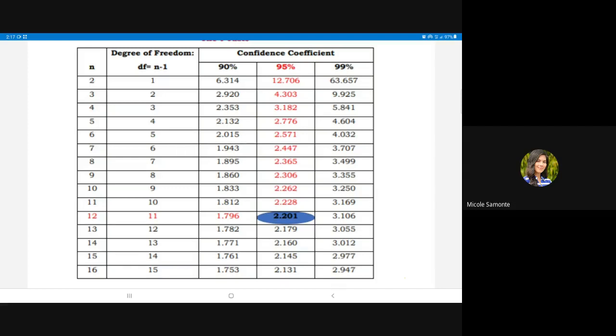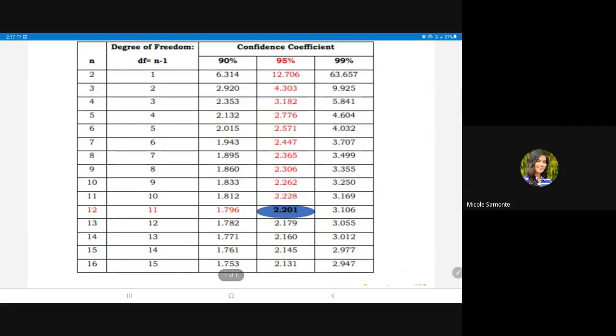Okay, so provided na dyan, kunyari ang ating sample size ay 12, yun yung n, ang degree of freedom niya ay 11, ang confidence level ay 95%, so ang kanyang katumbas ay 2.201, yung naka-kulay blue.